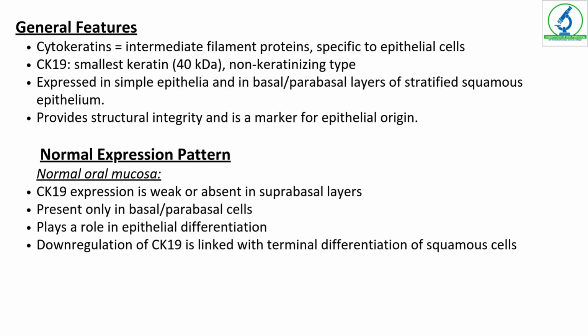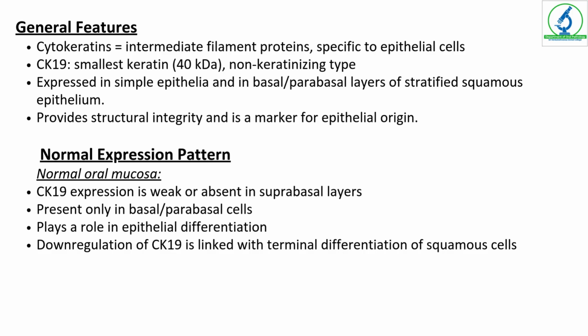General features. Cytokeratins are intermediate filament proteins, specific to epithelial cells. CK19: smallest keratin, 40 kDa, non-keratinizing type. Expressed in simple epithelia and in basal, parabasal layers of stratified squamous epithelium. Provides structural integrity and is a marker for epithelial origin.